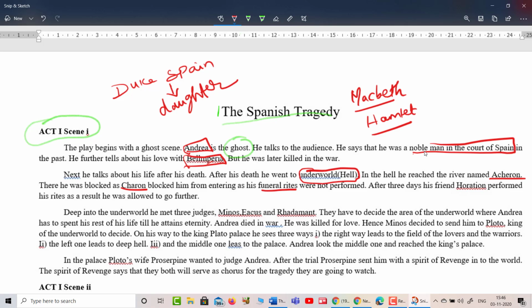So the soul of Andrea was waiting at the bank of the river Acheron in hell to enter, to take a bath, to reach heaven.